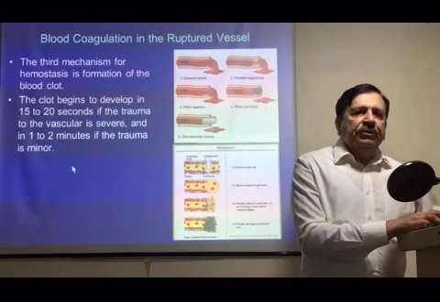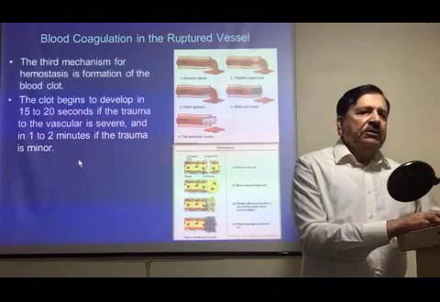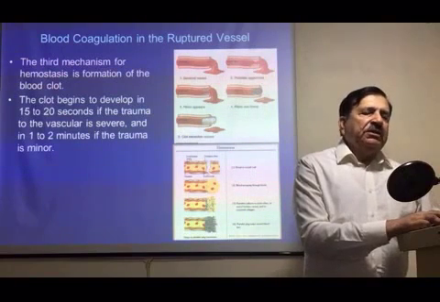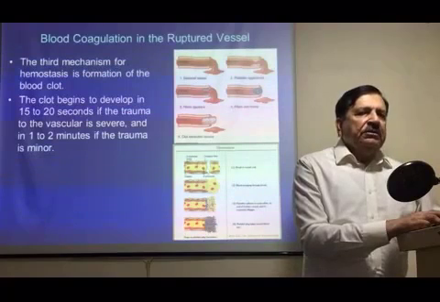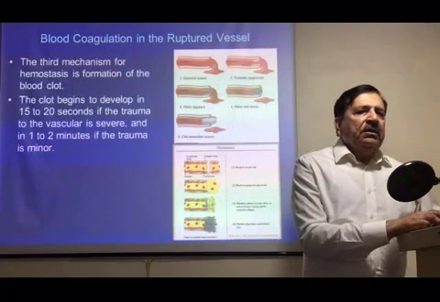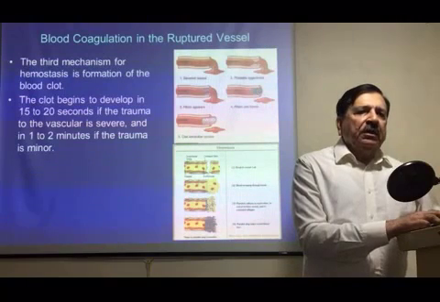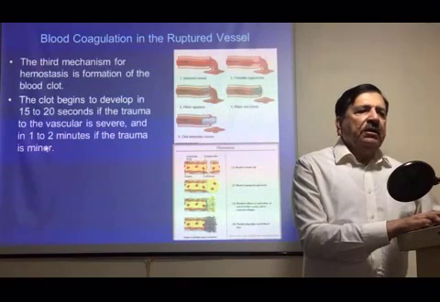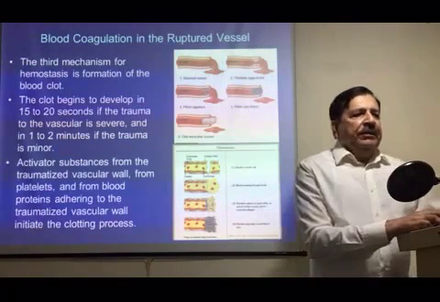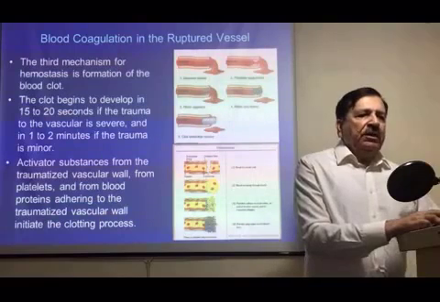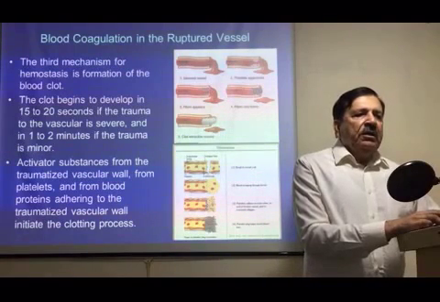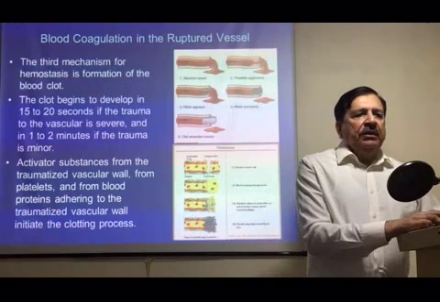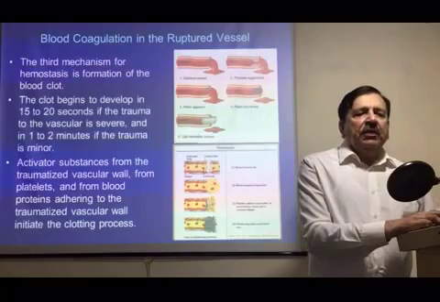But when there is a sharp cut to tissue, the bleeding is more because the area is less and there is less response to that injury. Fewer tissues are damaged and less collagen is exposed, so the bleeding remains for a longer duration. You may have seen that if a sharp object or sharp cut occurs to the tissue, it bleeds for a longer time. Activated substances from the traumatized vessel wall, from platelets and from blood proteins adhere to the traumatized vessel wall and initiate the clotting process.